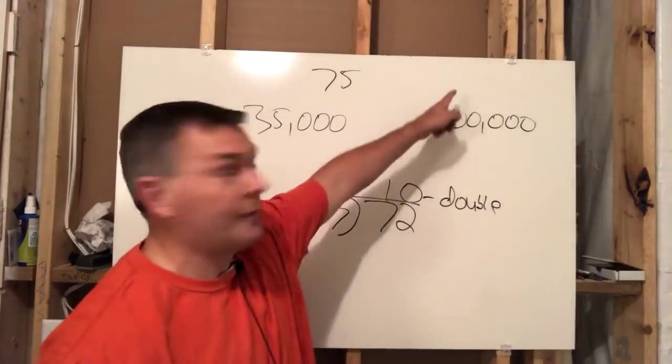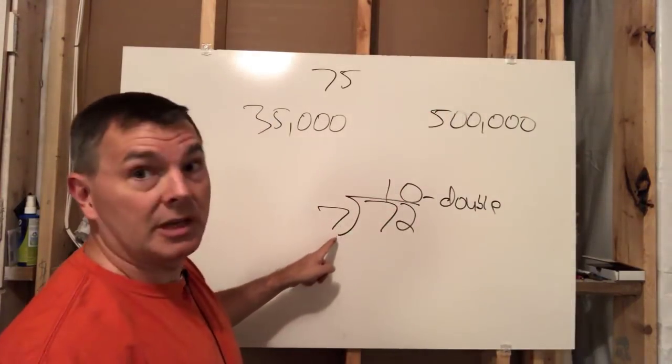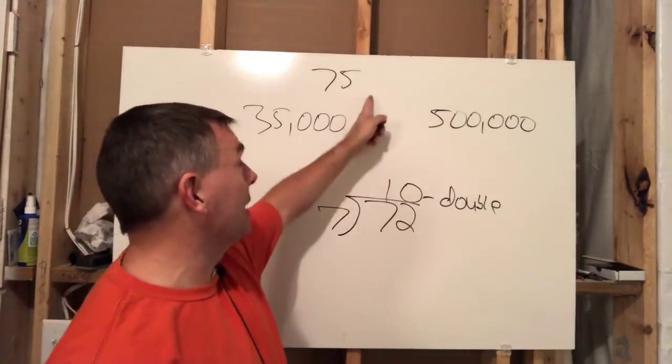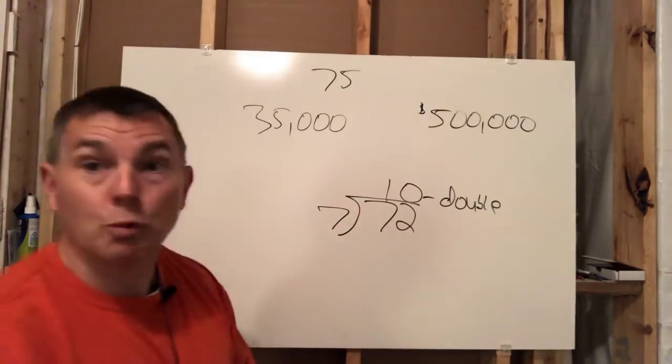So we had 250,000 before when we were 65. It grew at 7% a year, which means it doubled in 10 years. So now we're at 75, and that account's worth $500,000. That's called the rule of 72.